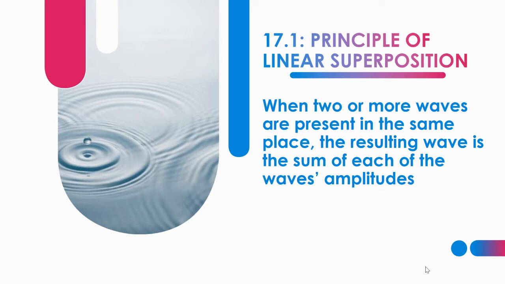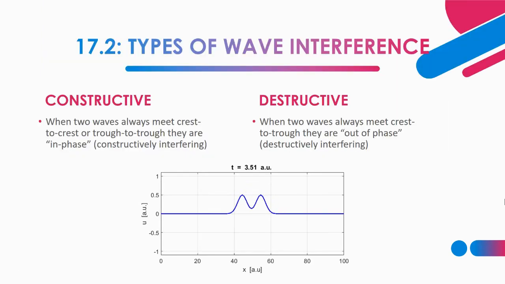So this principle of linear superposition is essentially saying that if waves are interfering, if they're in the same place at the same time, we just add their amplitudes together. And whatever the resulting amplitude is, that's the new amplitude of the new wave at that moment in time, at that position. So we can classify interference into two types, constructive and destructive. So if two waves meet crest to crest or trough to trough, we would say that they are in phase or they are constructively interfering.